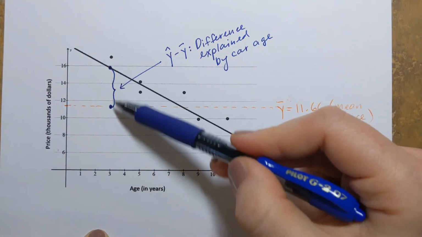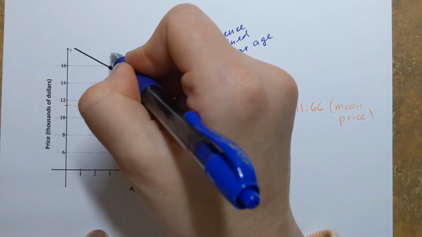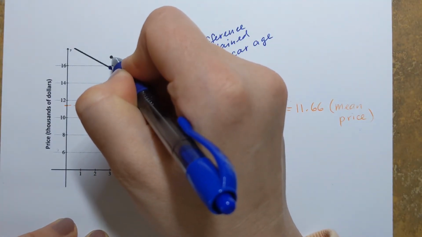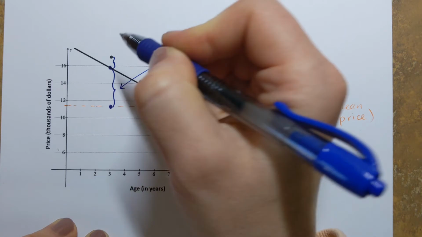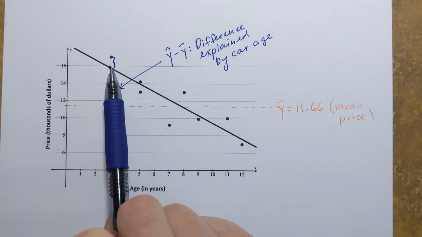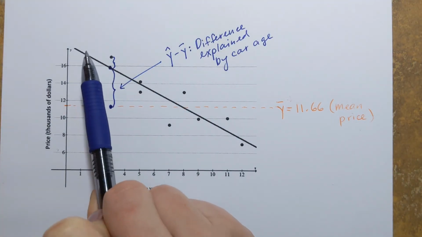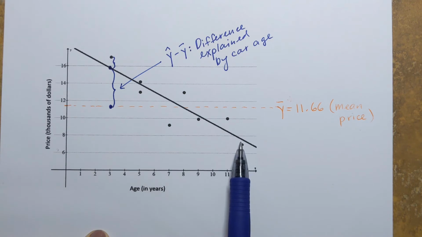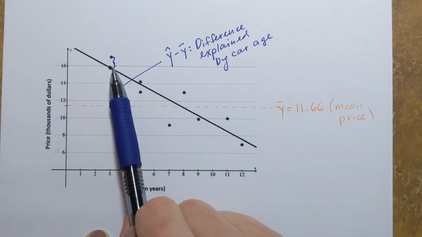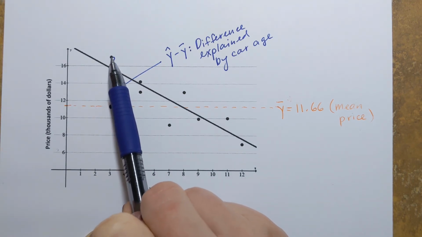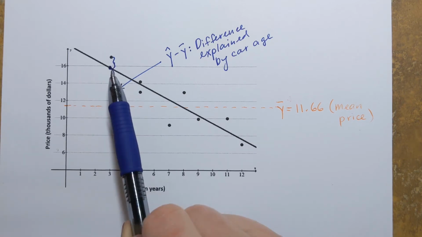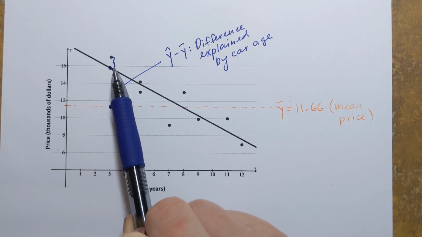Okay, so that's the first difference. And then the second difference that we're going to look at will be between the observed value and the estimated value. So while we improved our estimation by using linear model and considering age of the car, we still didn't get the same price as it was observed. So this resulted in underestimation.